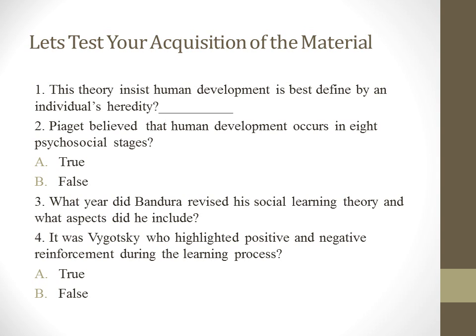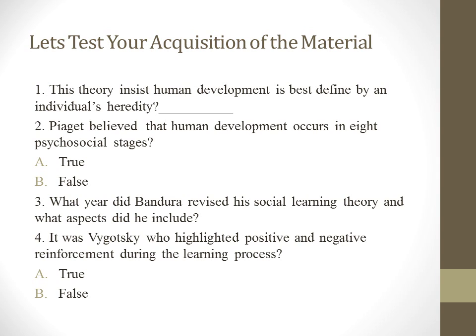The second question: Piaget believed that human development occurs in 8 psychosocial stages. This would actually be false. It was Erik Erikson who proposed the 8 psychosocial stages, whereas Piaget proposed 4 stages of cognitive development.